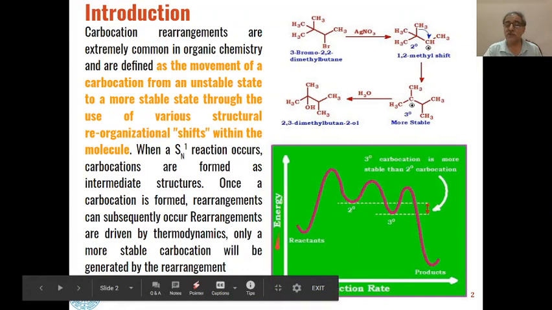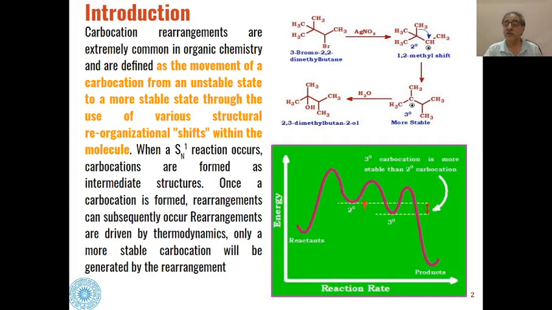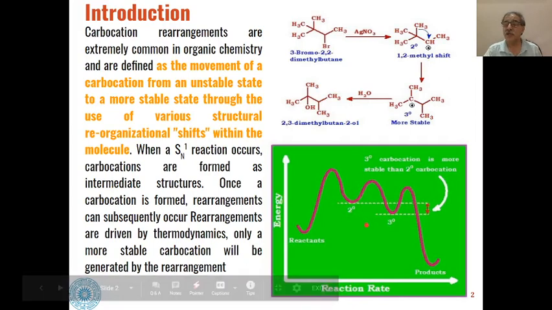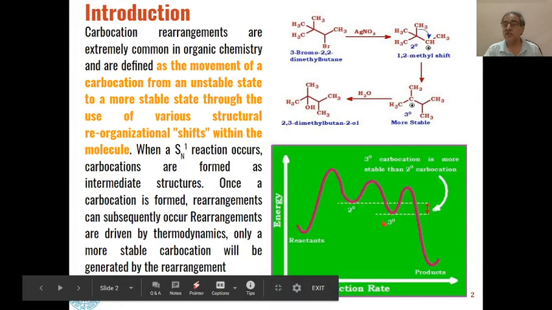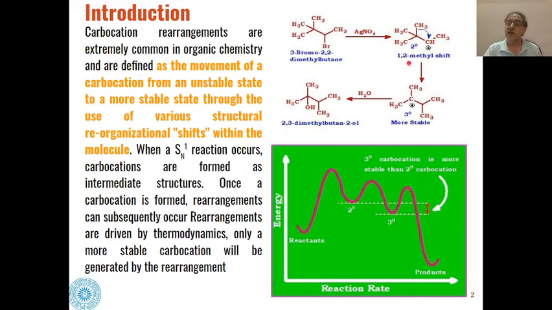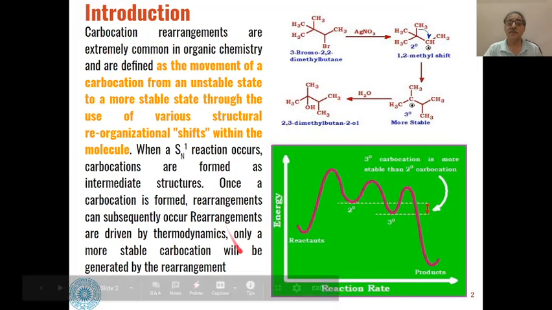And if thermodynamically, in terms of energy and reaction rate, we see, we can clearly see that the energy of the system where a secondary carbocation is formed is higher than the energy of the system where a tertiary carbocation is formed. So tertiary carbocations are more stable than secondary carbocations. That is why these types of shifts take place, and these shifts lead to products which we say have been formed by carbocation rearrangements.